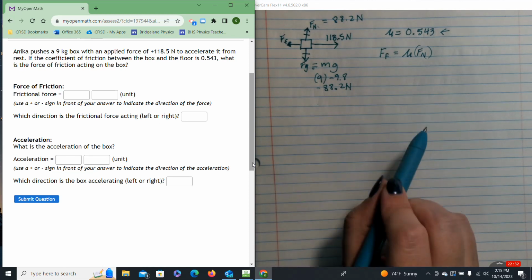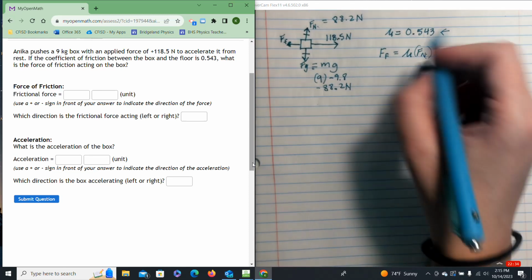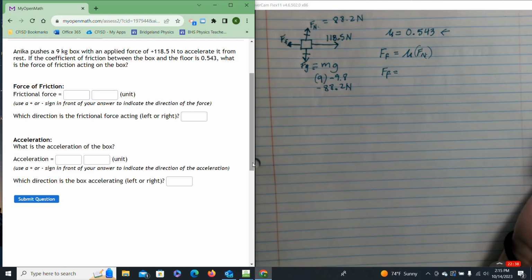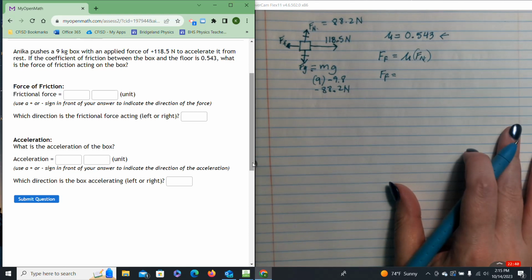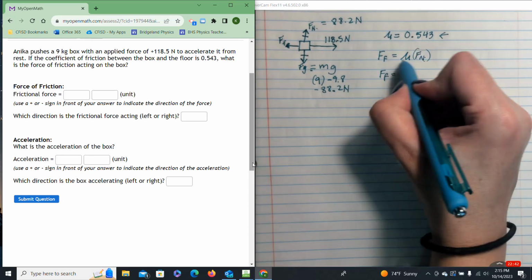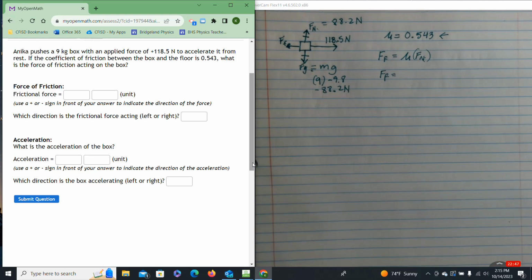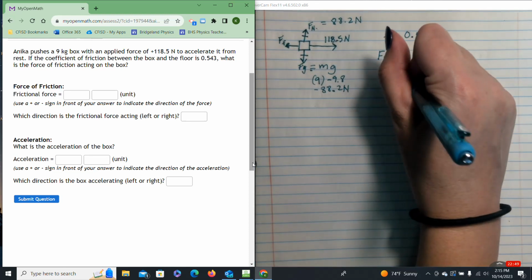Okay, so from here, now I have Fn, I have mu, I can solve for force of friction. Okay, last time I found force of friction differently. I had to use the free body diagram and the net force. This time I have the information to actually use the equation. Sometimes it's one way, sometimes it's the other. You need to be able to do both.